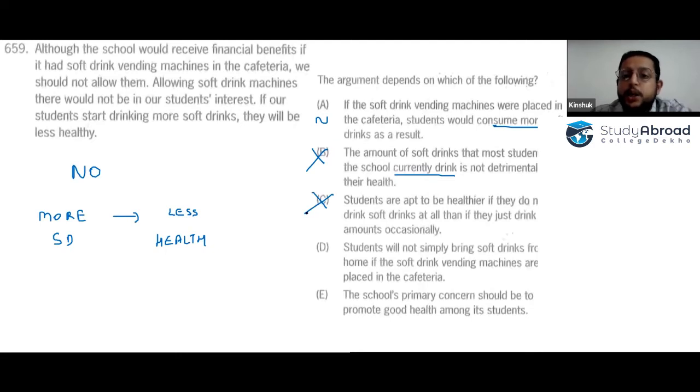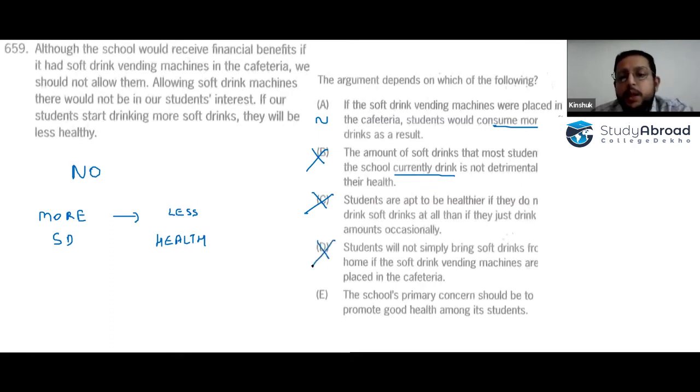Then the next one says students will not simply bring soft drinks from home if soft drink vending machines are not placed in the cafeteria, right? So see, students carrying drinks if there are no vending machines is not what the author is going for. The author's idea was not that students should not have to carry the extra weight of soft drinks with them to school. The author's idea was that if they have more access to soft drink, if they drink more soft drink, then they will be less healthy. So again, this will be eliminated.